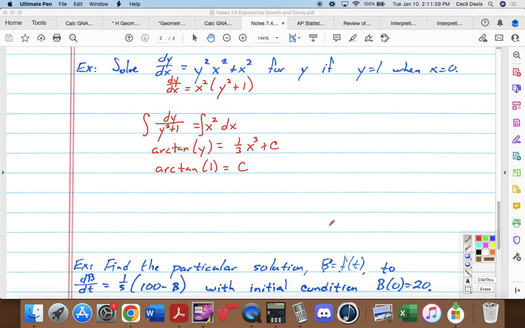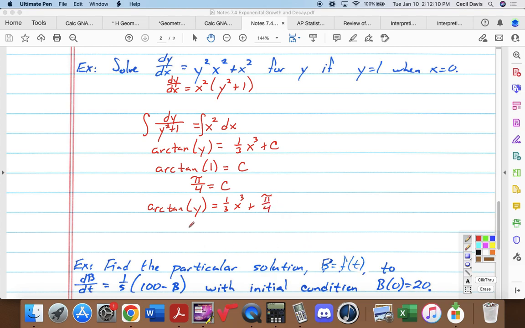Now you get to show me how good you are at the unit circle. What is the arctangent of 1? Nice. Because tangent at pi over 4 is equal to 1. So we have arctangent of y is equal to 1/3 x cubed plus pi over 4.